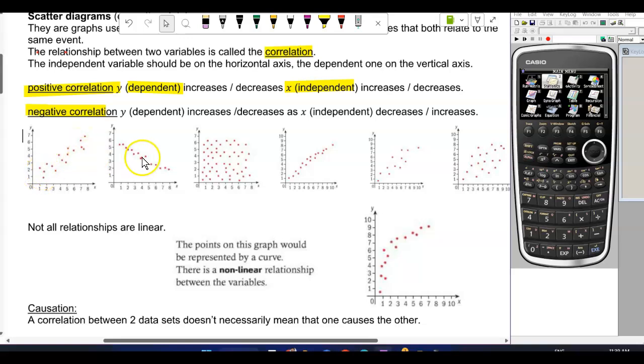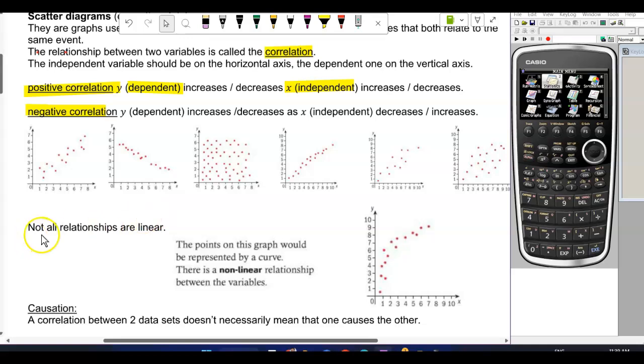Suppose you draw a line. This is very strongly clustered, but it's negative correlation. So strong negative. This is strong positive. This is weak positive, and this is even weaker than that. This is the weakest correlation, like no correlation, absence of correlation. There's no line you can draw downwards or upwards.